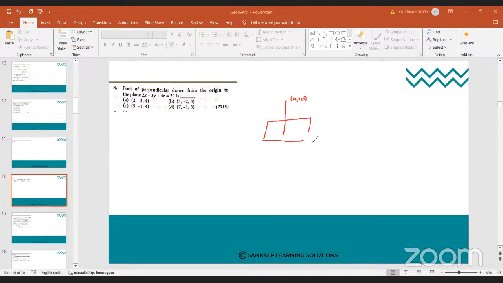So here we need to calculate this point P (x, y, z). So this is the origin and this is the perpendicular. So we need to calculate the foot of the perpendicular, that is the coordinates of this point. So see how we can do this.